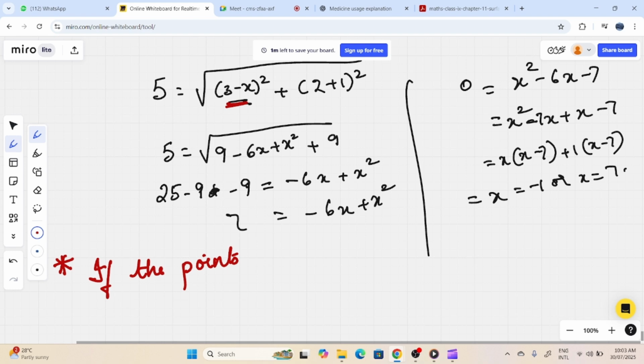Just by taking the root to the other side, you get 25, and then the 3 minus x whole square will remain plus 9, and then the 9 will go to the other side as minus, so it will become 16 equal to x minus 3 whole square. That is not the correct way. If you do it like that, you will get only one value for x, but you are supposed to get two values for x.